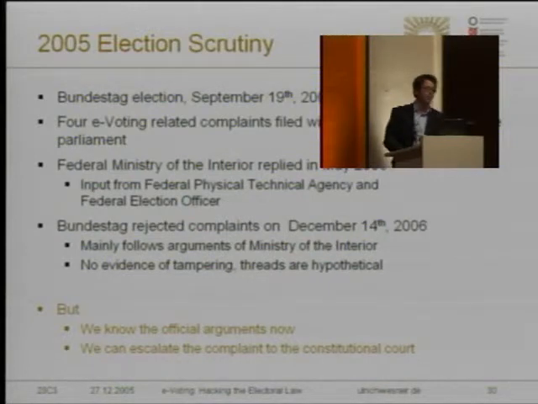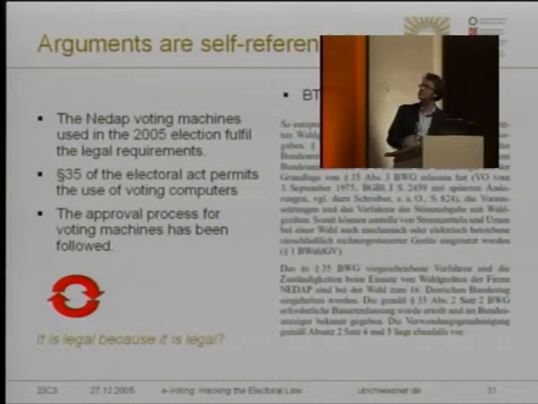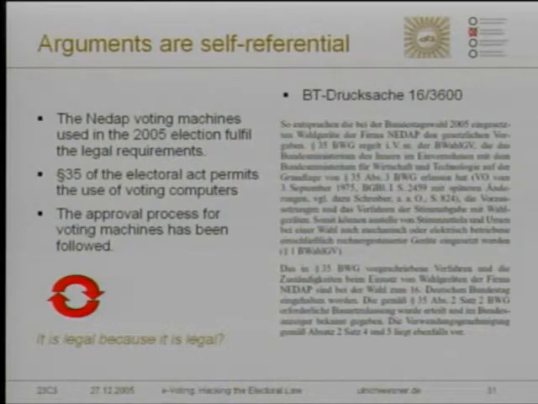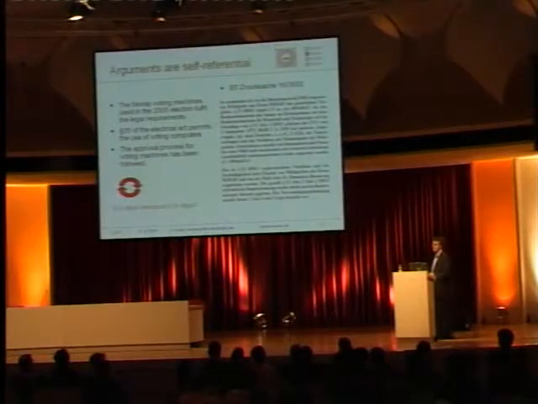But from these statements, we know how they argue, what their arguments are, and we can now go to the constitutional court. Now here's an excerpt from a decision of the Bundestag, which was issued 2 weeks ago. They basically say NEDAP voting machines used in the 2005 election fulfill the legal requirements because they have been certified according to paragraph 35 of the Electoral Code, and the approval process has been followed, so everything is okay. So it's legal because it's legal. It's self-referential. This argumentation doesn't really look at the issues with the fundamental principles of elections.